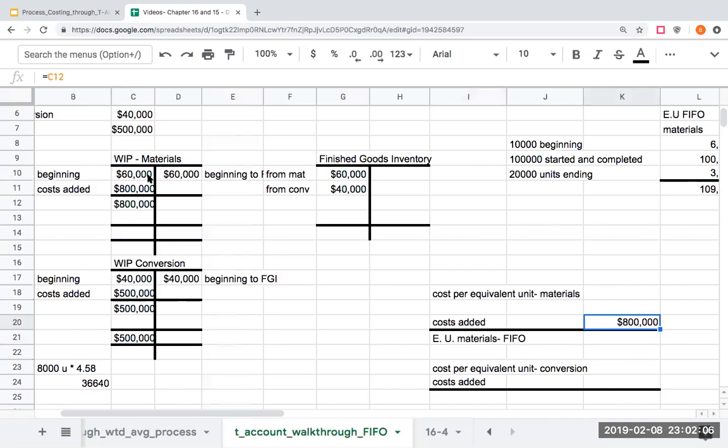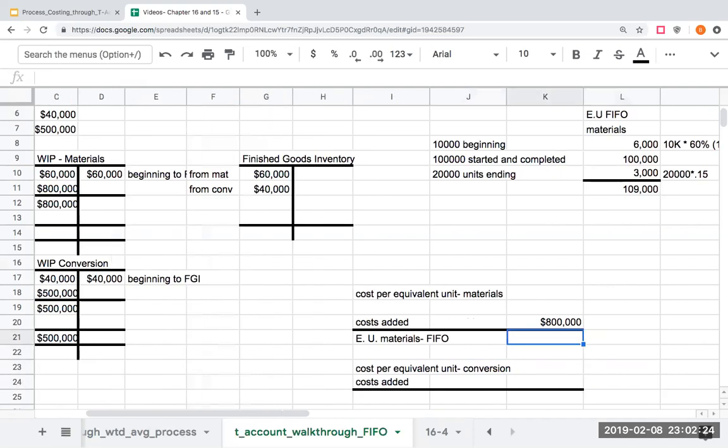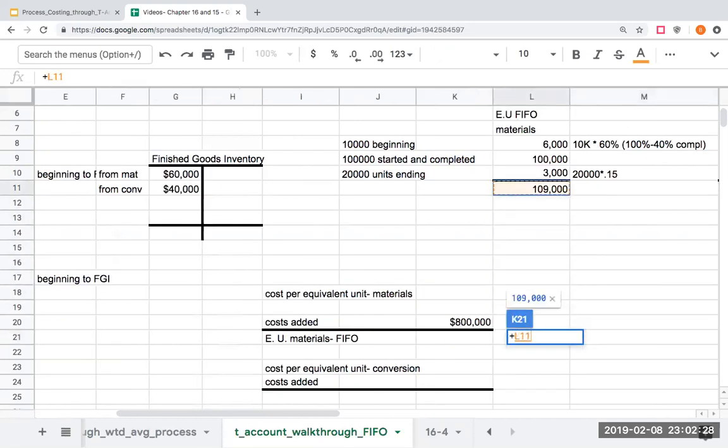If I was doing this with T accounts, 800 plus 60 is 860, minus 60 gives me 800. 500 plus 40 minus 40 equals 500. If that doesn't make sense, go back and look at my financial accounting videos. So over here, let's do this for materials first. My equivalent units for materials under FIFO are 109.